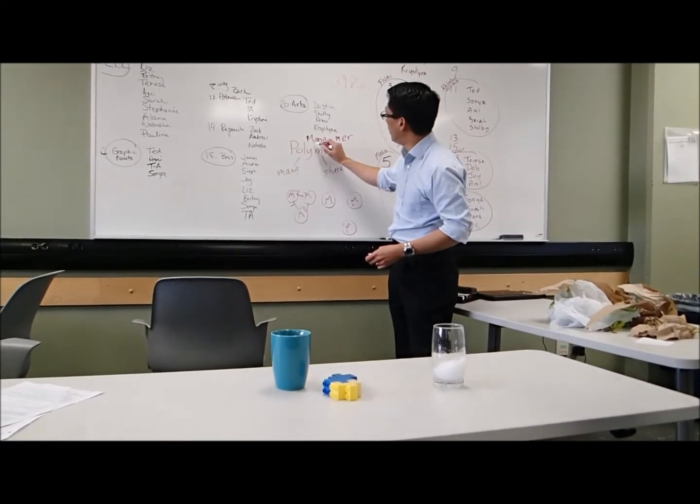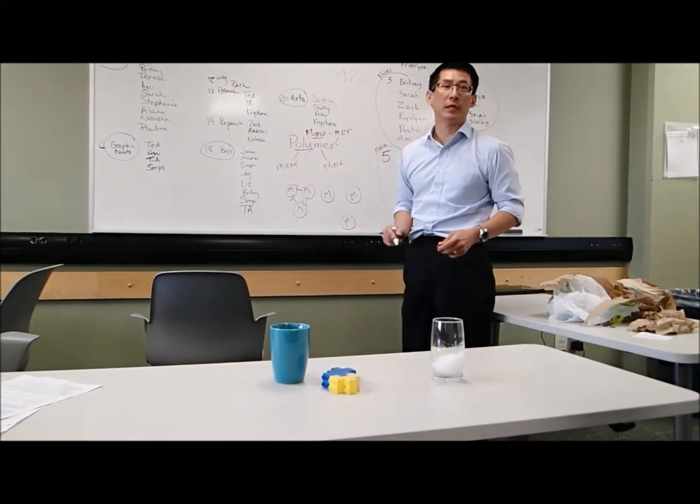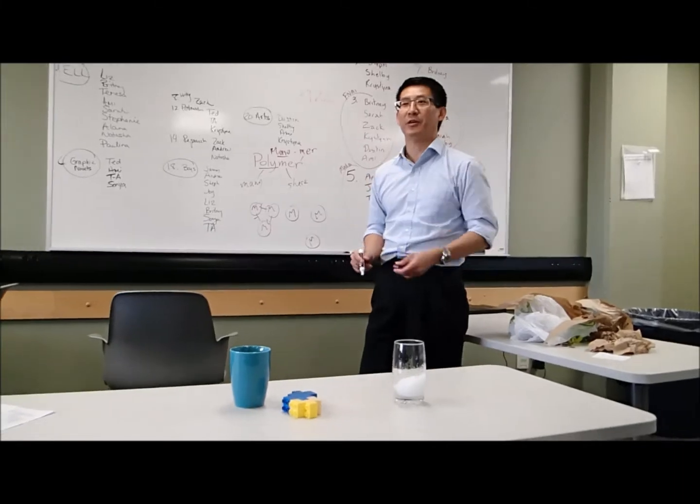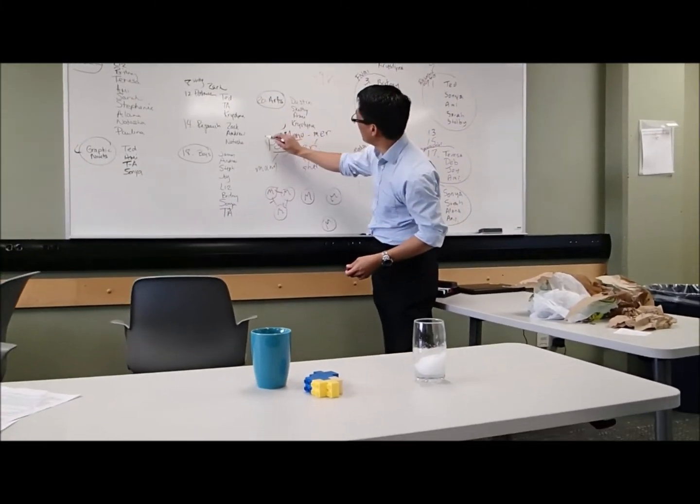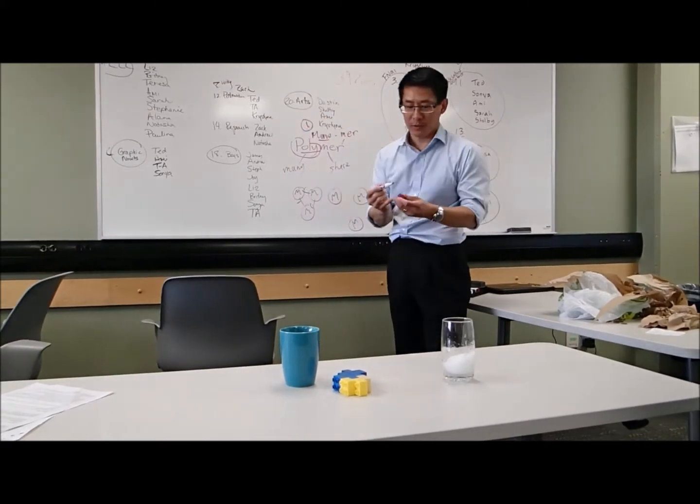Notice the root word, mono, as opposed to poly. What does mono mean? And I don't want to hear about kissing sicknesses. Jared? One, correct. Yes, mono means one. So from many back to one.